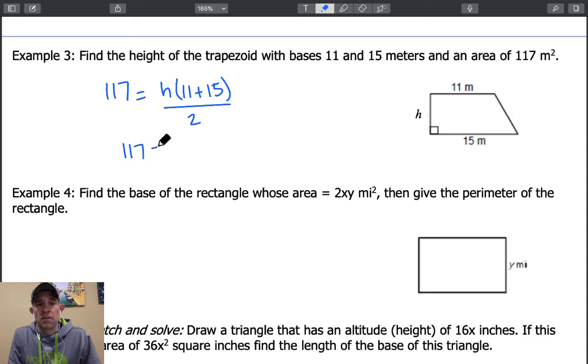That's 117 is now equal to 26. Whoops, let's try that again. Gotta have some patience with our technology today.